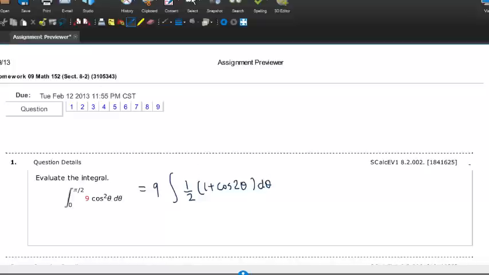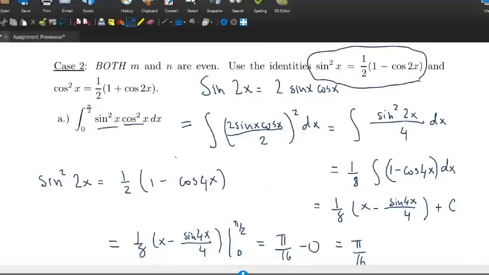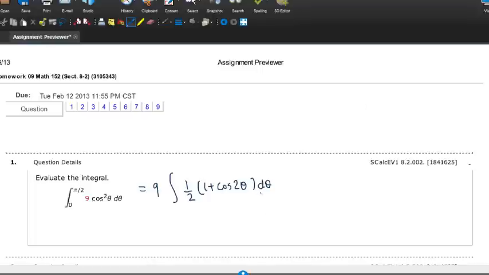Let me go back to the previous page to double check that formula. As you can see it here, cosine square of x or theta is 1/2 times 1 plus cosine of 2x or 2 theta. By using that formula, I can rewrite that integral in this form. I can pull 1/2 outside, I get 9/2, integral of 1 plus cosine 2 theta d theta. This is an easy integral to take, so let me continue here. 9/2, integral of 1 is theta, integral of cosine 2 theta is sine 2 theta over 2.